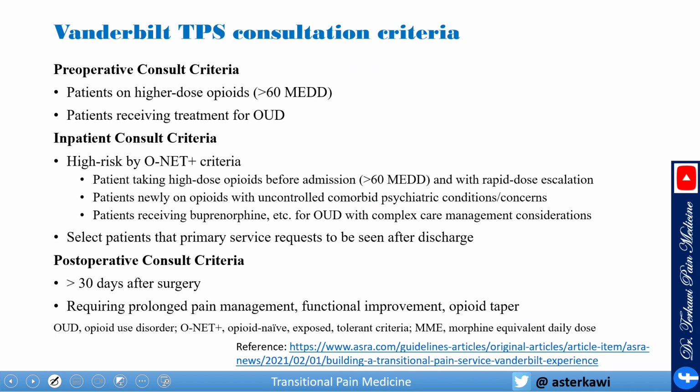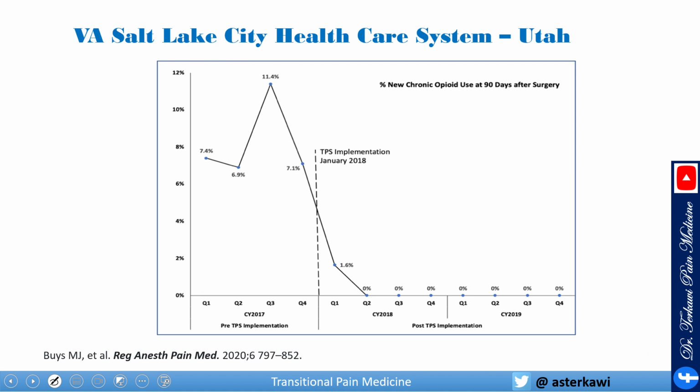If you look at the Vanderbilt consultation criteria for the transitional pain service, it's slightly different. It depends here on the dose of opioid and history of opioid use disorder. They use the ONIT criteria, which is the opioid naive exposed tolerant criteria. And I cover this criteria in one of my lectures in the APS lectures, lecture number 4. And then here is another hospital, the VA hospital in Salt Lake City in Utah.